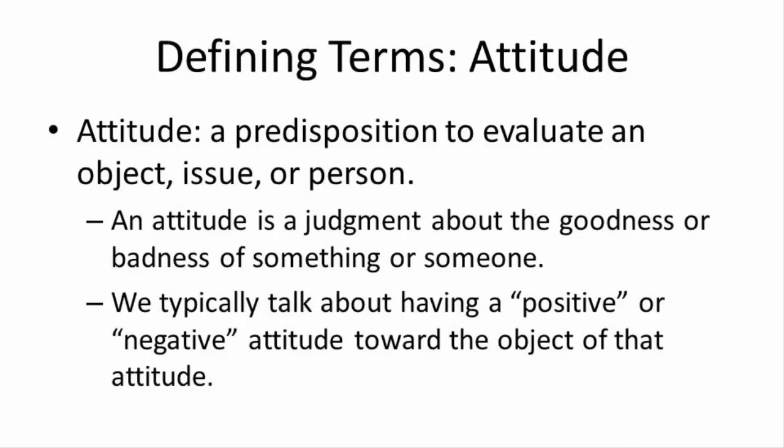There are 3 terms that are used often in persuasion: attitudes, beliefs, and values. Let's start with attitude. An attitude is a predisposition to evaluate an object, issue, or person. Attitudes, then, are judgments about whether something or someone is good or bad. We typically talk about having a positive or negative attitude towards the object of that attitude. A positive attitude simply means that our predisposition is to evaluate the object of that attitude positively. A negative attitude means the opposite. We have a predisposition to evaluate the object of the attitude negatively.